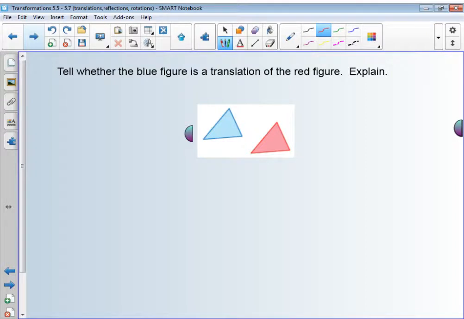So it says, tell whether the blue figure is a translation of the red figure, and then just explain. If you decide yes, you could explain by saying, well, it didn't change shape and it didn't rotate, but it did move. Okay, so here we have our blue figure. Is it a translation of the red figure? Did these move? Yes. Did they rotate? No. Did they change size? No. So yes, this would be a translation where it translated or moved from one location to another.